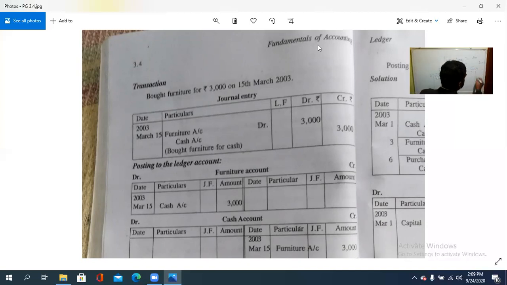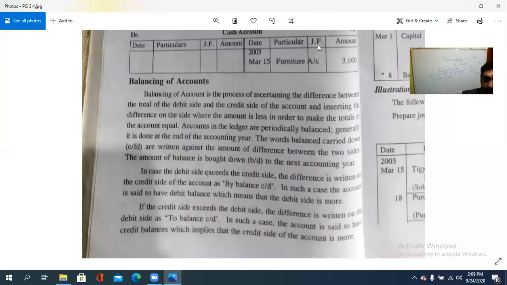How is it to be? By furniture, how much? 3000. So see, this is the aspect of posting. Furniture account debit side to cash, cash account credit side by furniture. This is posting to the ledger account. And balancing of the accounts.